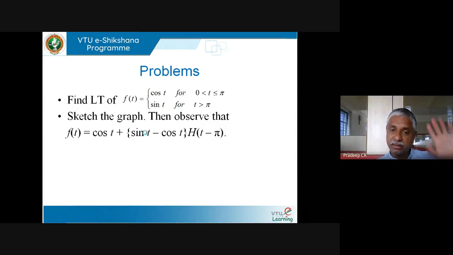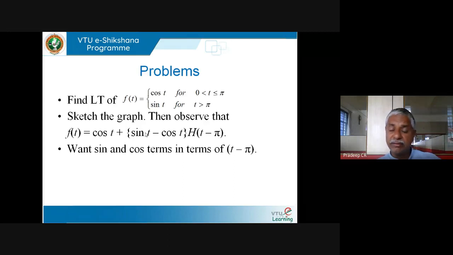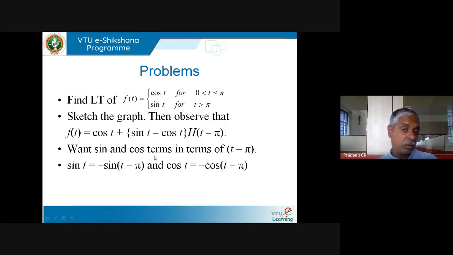So this is your standard trigonometry which you must have learned in your class 10 or 11 or 12 or sometime. So I want to write both sine and cos in terms of t minus pi, because here I'll have one term sin t into h(t minus pi), another term is cos t into h(t minus pi). If I want to find the Laplace transform, I must write cos something into something of t minus pi into h(t minus pi). So what is that something of t minus pi which is cos t? Here are the results which you might have known. If you don't know, just write the unit circle and figure out what these are. Sin t is minus sin of t minus pi, because sin of pi minus t is same as sin t. So sin of t minus pi is minus sin t. So I have written it as sin t is minus sin of t minus pi.